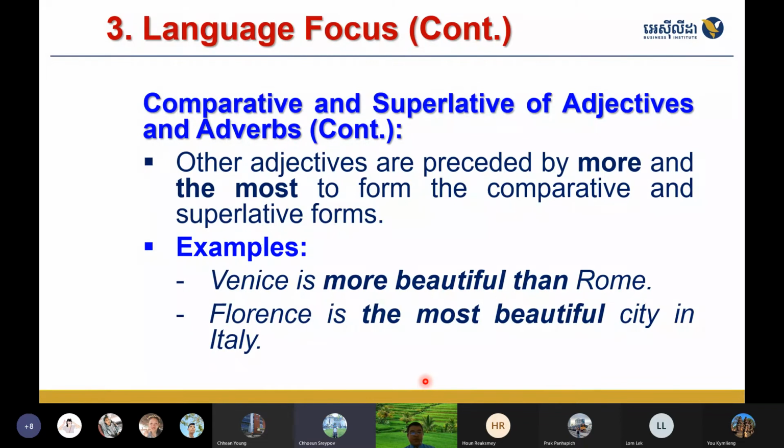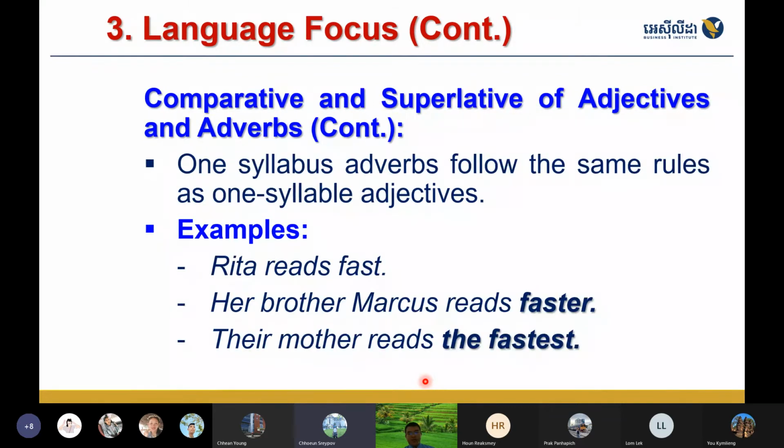Comparative and superlative of adjectives and adverbs. Other adjectives are preceded by more and the most to form the comparative and superlative forms. Example: Venice is more beautiful than Rome, and Florence is the most beautiful city in Italy.